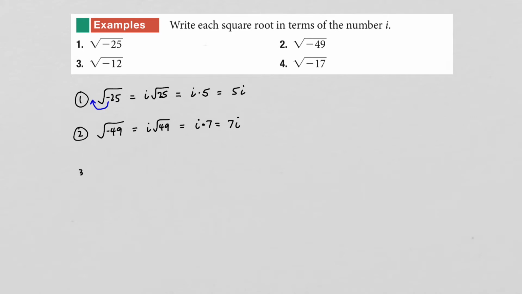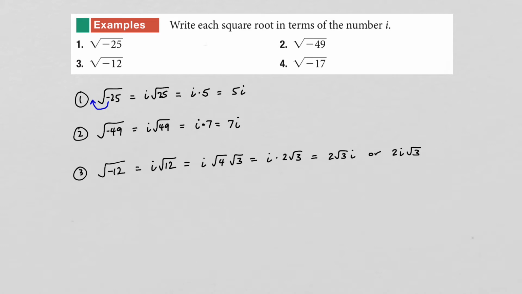For the next one, we have the square root of -12. So again, you can factor the negative out, so that becomes I times the square root of 12. And then we can do normal simplification of radicals, and that is going to give us I times 2 radical 3. And then one final thing that we do here is you can write this two different ways. You can write this as 2 radical 3 times I, or you can write this as 2I times radical 3.